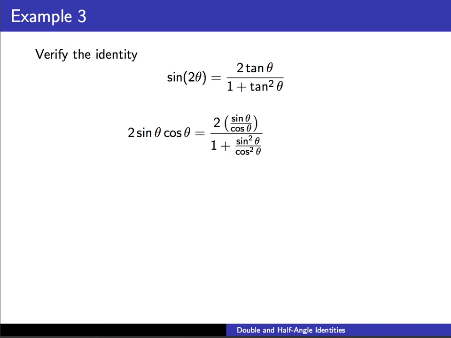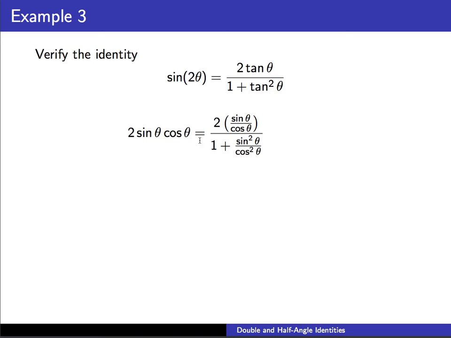So sine of 2 theta is 2 times the sine of theta times the cosine of theta. And if we express tangent of theta as sine over cosine on the right-hand side, in the numerator, we get 2 times the sine of theta over cosine theta, all over 1 plus the sine squared of theta over cosine squared theta. Well, we have a complex fraction here, so if we multiply the entire numerator and entire denominator by our least common denominator, it'll clear out these fractions within fractions.